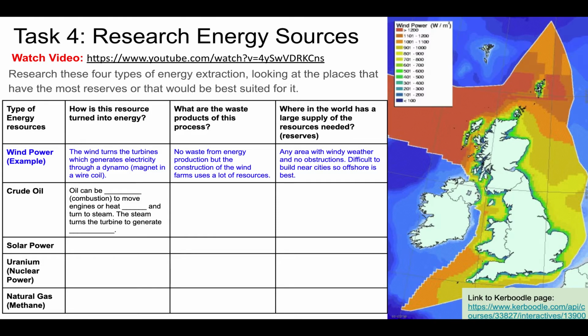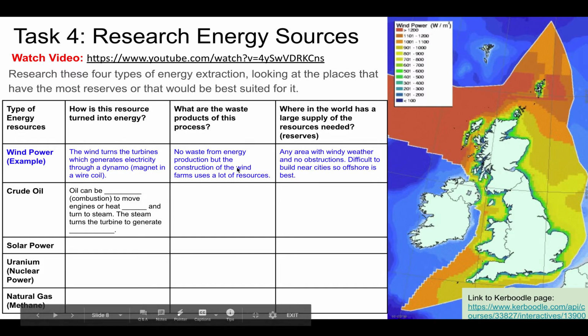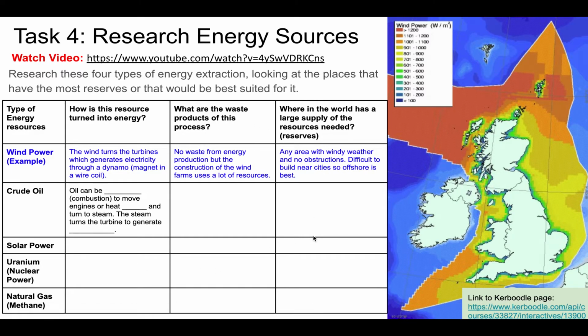So our final task today then, I'm going to ask you to complete a little bit of research. And what I want you to do is to research 4 types of energy extraction. I've done the first one for you for wind power, okay, as an example, and I've started the crude oil one. There's 3 words that you need to work out that go in there. And for each of these different types of energy, what I would like you to look at is how is the resource turned into energy? So actually just like, okay, you have a spinning wind turbine. How do you turn that into electricity? How does that actually work?